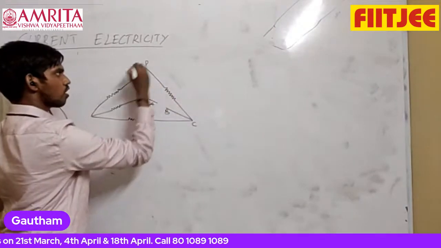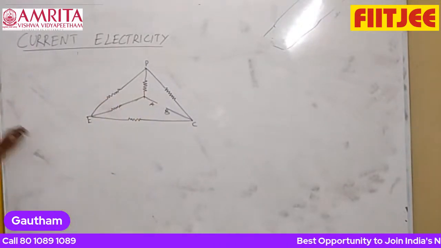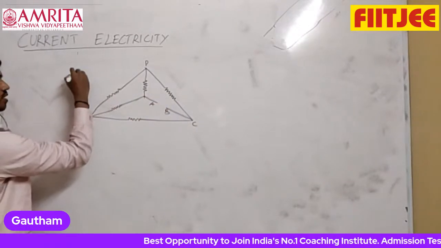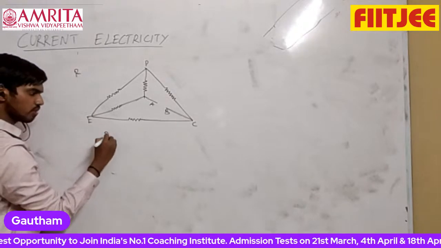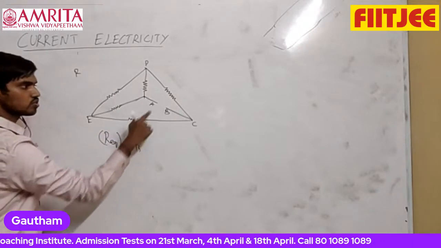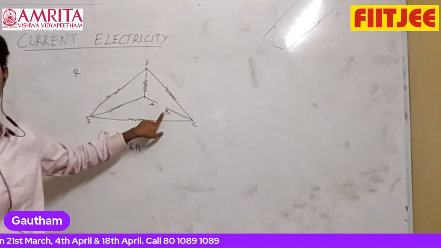So it is given that all the resistors are of the same resistance. All the resistors are identical resistors. All of them have the same value of R. But the question asks you to find the equivalent resistance between these 2 points A and B. What is the meaning of equivalent resistance between A and B?